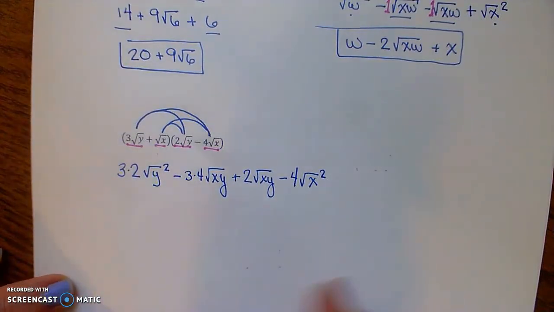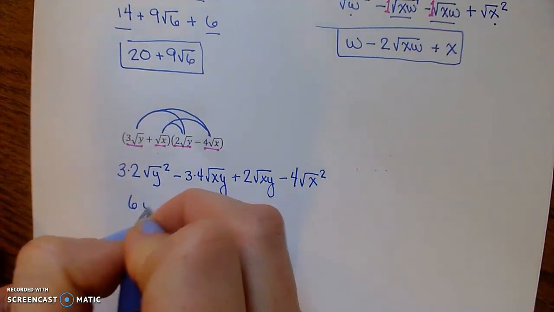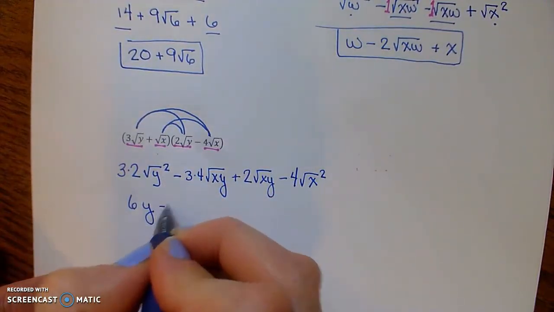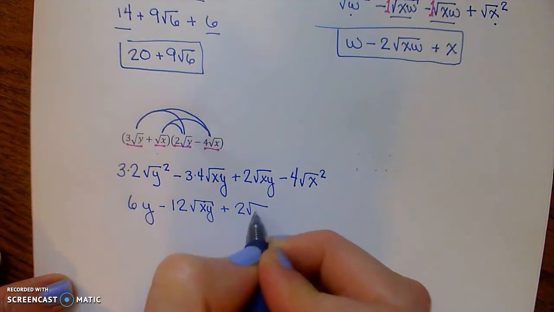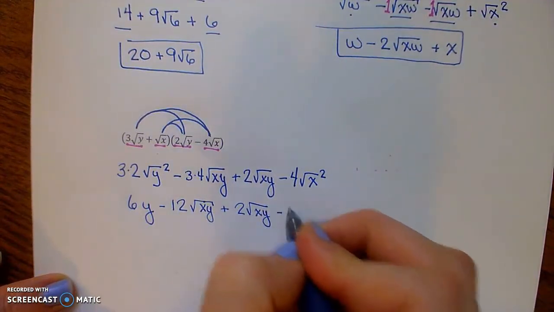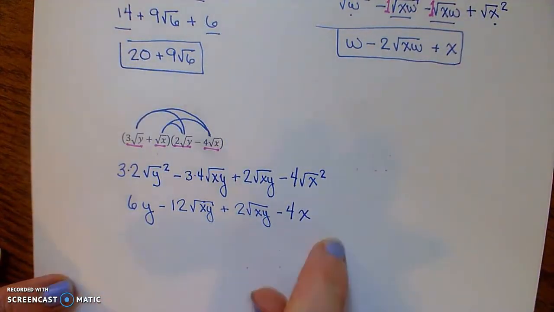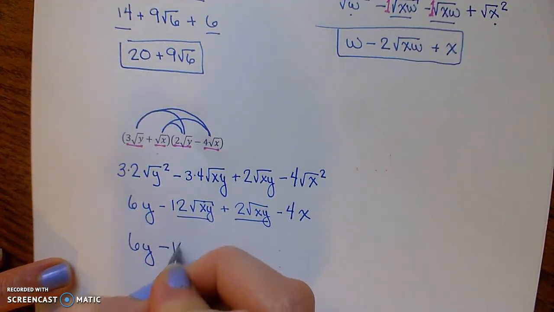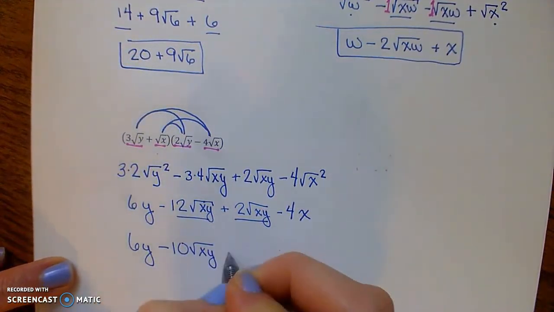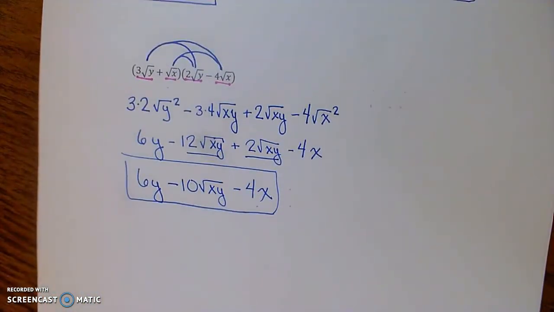All right, let's see if I can simplify these things. 3 times 2 is 6. Square root of y squared is just y. Now minus 12 root xy plus 2 root xy, and then minus 4 square root of x squared is just x. Wonderful. Now I just have these two like terms that I can add together. So I've got 6y, minus 12 plus 2 is minus 10 root xy, and then minus 4x. And I can't combine anything further or simplify anything more.